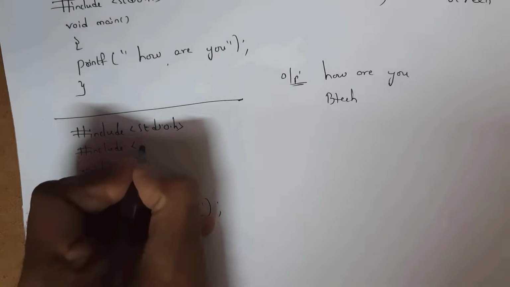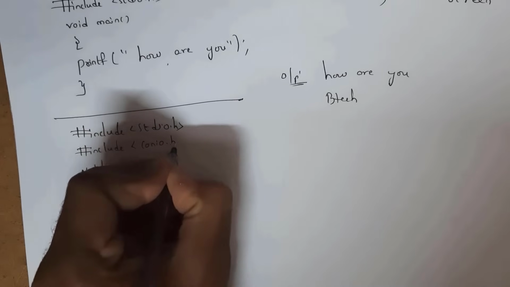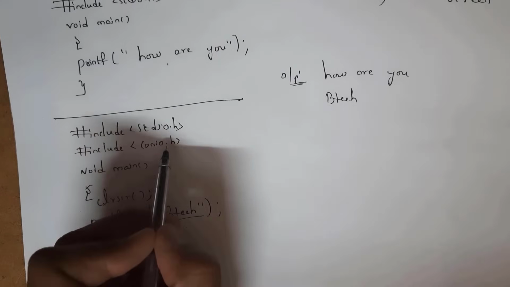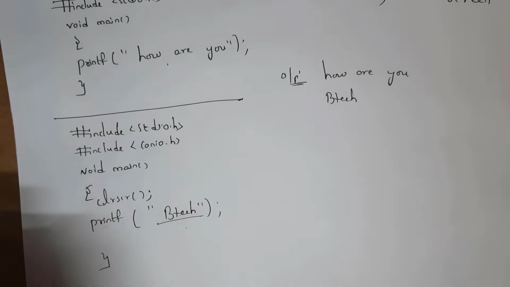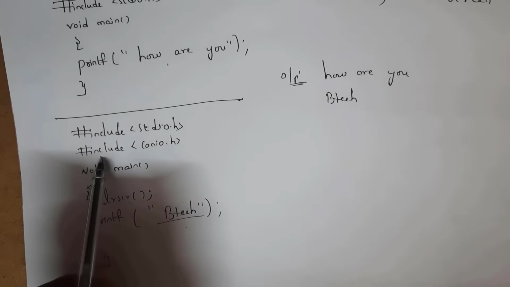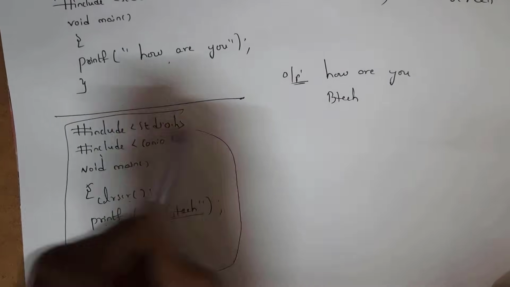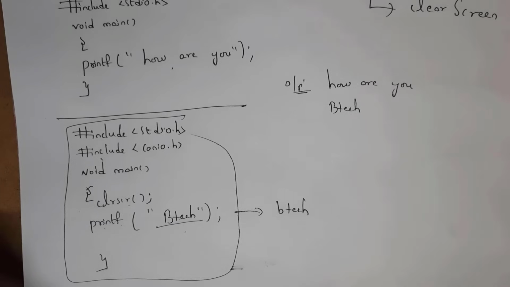Open angle bracket conio.h, where conio.h stands for console input output header file. The meaning of this clr_scr is present in conio.h header file. So definitely you need to write here hash include conio.h. Whenever you execute this program, you will get output as btech. So the clr_scr function is used to remove the previous program's output.